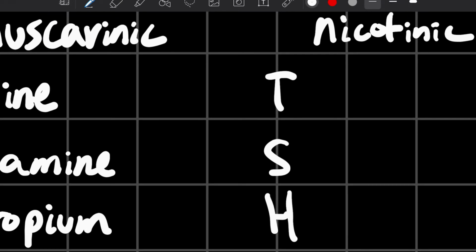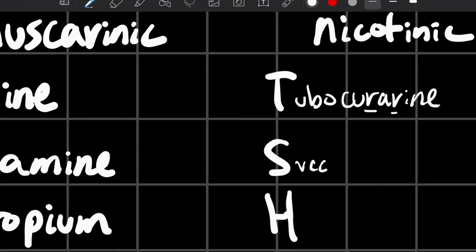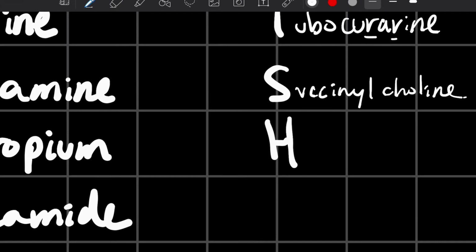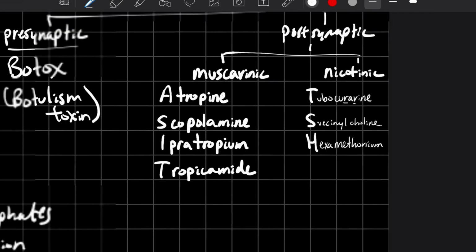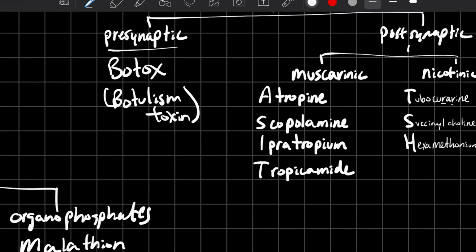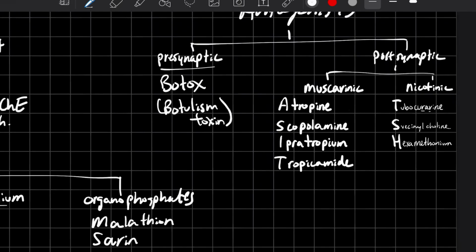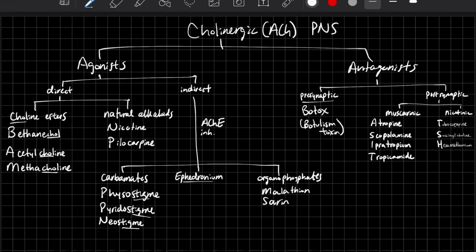And then for your nicotinic, it's going to be tubocurarine. Has like two R's, which is really weird. You have your succinylcholine, as well as your H, which is going to be your hexamethonium. So the way I remember these is just that the names are kind of outrageous, and they're literally like the weirdest names in the world, and that's how I remember them. But yeah, so these are going to be your different drugs for your cholinergic.